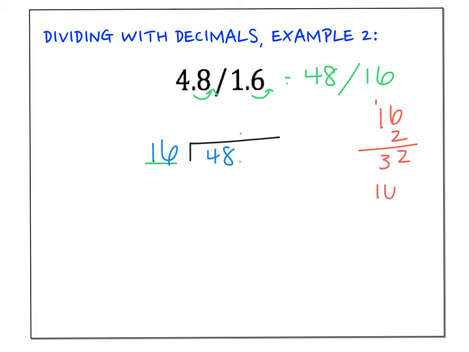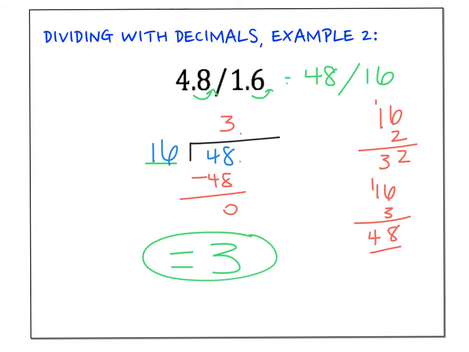But what if I did 16 times 3? 3 times 6 is 18, carry that 1 over, and that would give me 48 exactly. So 16 goes into 48 3 times, minus 48. I get 0, so I know I'm finished. So 4.8 divided by 1.6 actually equals 3 with no decimals. Pretty neat.